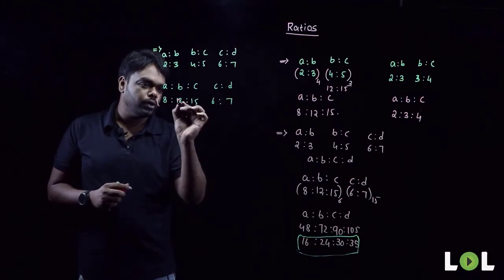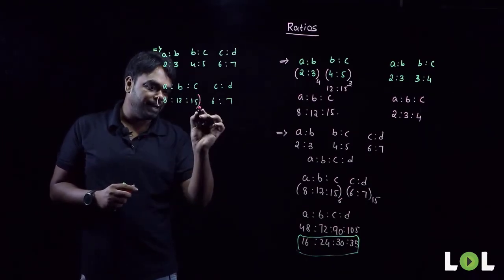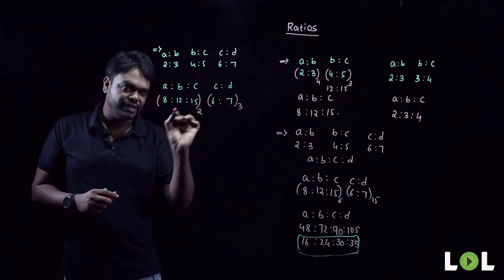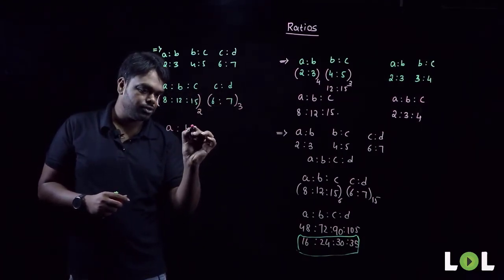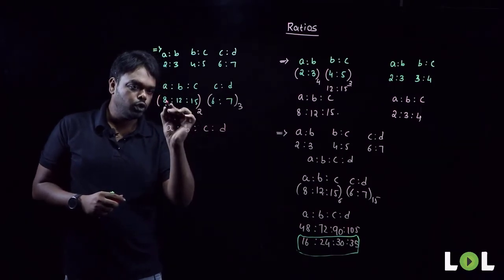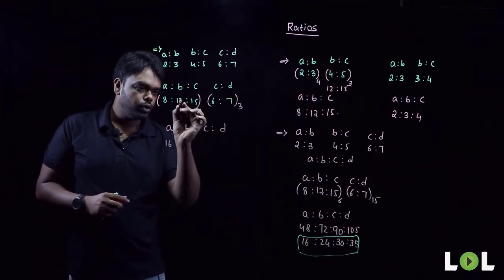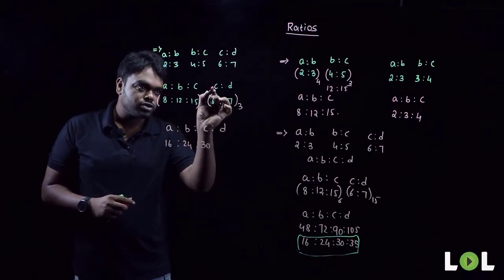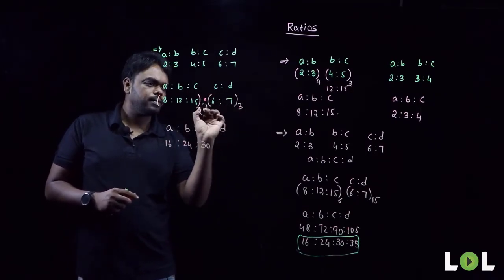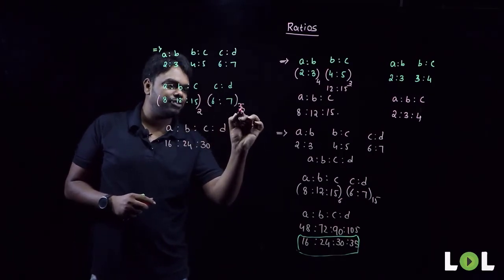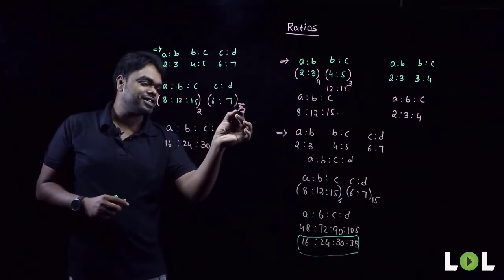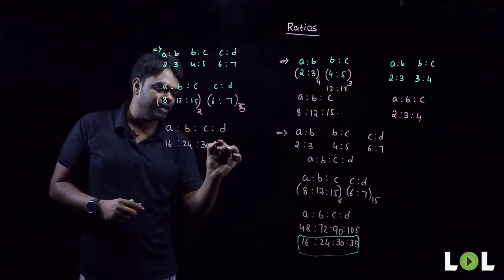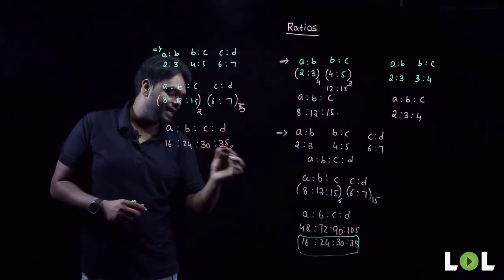Instead of that, here I'll multiply with 2, here I'll multiply with 3. Why, I'll tell you later. Now look at the answer. A is to B is to C is to D. 2 into 8 is 16. 2 into 12 is 24. 15 into 2 is 30. Here also the C value, 6 into 3 is, this we have to multiply with 5, not 3. 6 into 5 is 30. Here also 15 into 2 is 30. And finally the D value, 7 into 5, 35. Now if you see, exactly the same answer.